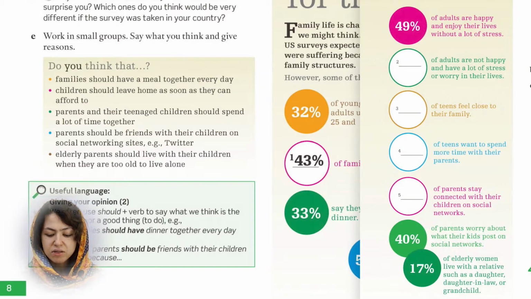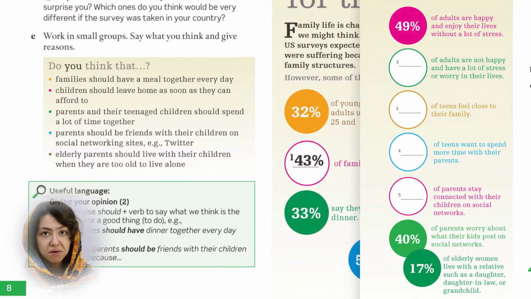49% of adults are happy and enjoy their lives without a lot of stress. Cool. And number 2, you are going to complete that based on the percentages on part C on page 8. Okay, so let's go. Of adults are not happy and have a lot of stress or worry in their lives. Yeah, adult life is really difficult. It's full of stress and pressure.